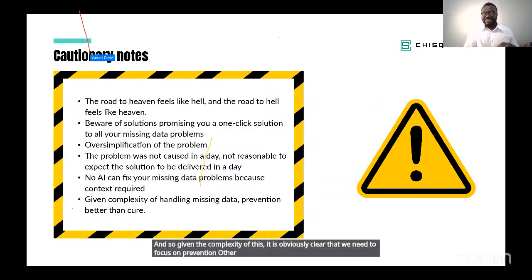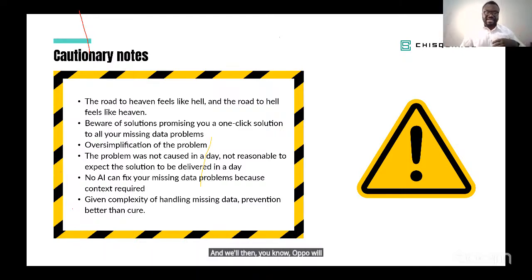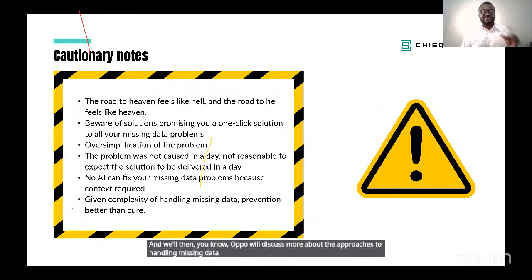cure, right? Next week's lecture will focus on statistical approaches and diagnosis of missing values, and then the following week we'll discuss more about the approaches to handling missing data, with a focus on inverse probability weighting, but that's down the road. We'll talk about that when we get there.